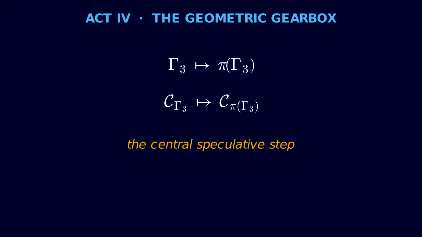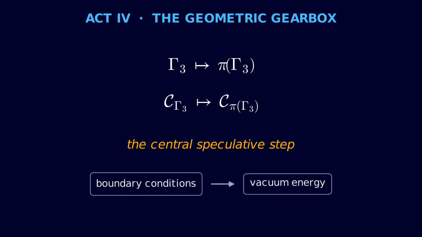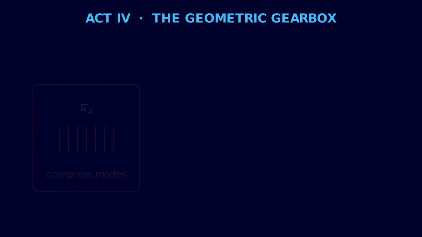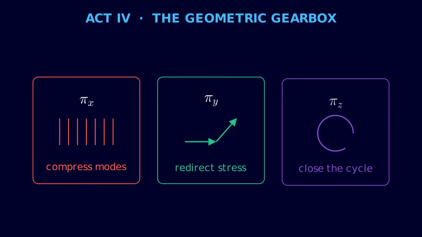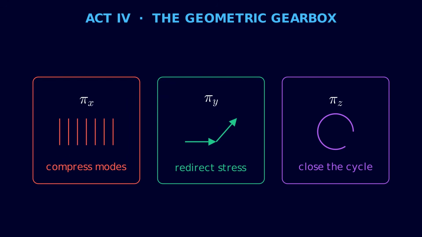This is the central speculative step of the story. The Casimir effect tells us that vacuum energy depends on boundary conditions. The seed adds a finite, noncommutative system for changing those boundary conditions from within. A quarter turn about x could compress one family of vacuum modes while opening another. A turn about y could redirect the stress into a different seam cycle. A turn about z could close the cycle in a new, stable configuration.